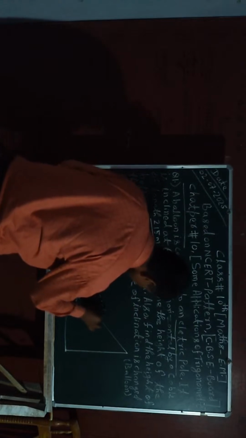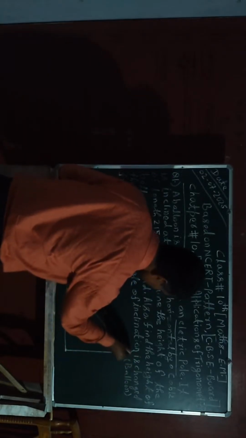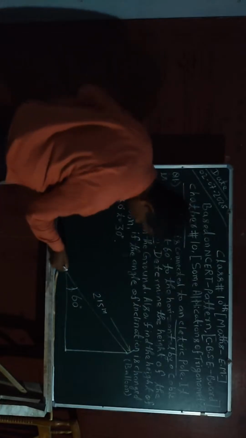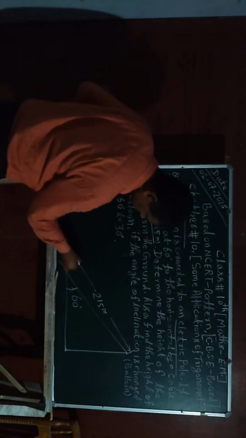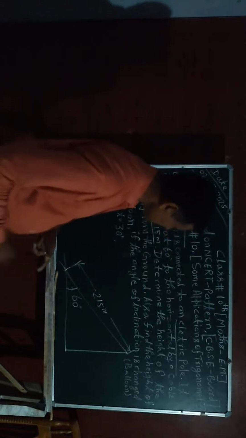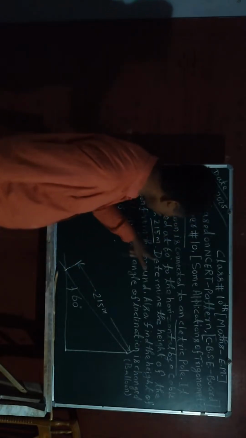215 meter. This is the length that is given here. So I will show like this. So this length is 250 meter. Now we have to determine the height of the balloon from the ground. So this height we have to get.